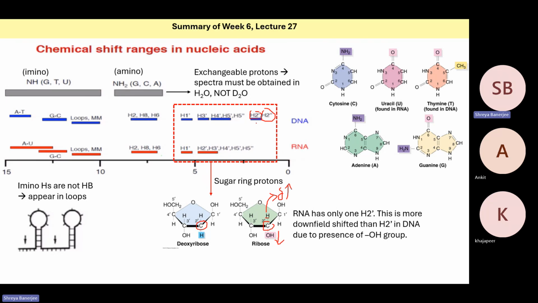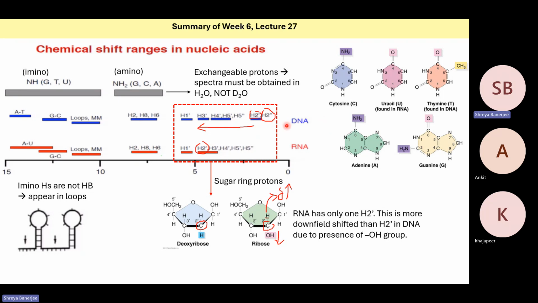Indeed, we see in RNA, the H2 prime is very much downfield shifted. Compared to DNA, the H2 prime in RNA is downfield shifted. And you also have only one H2 prime because in the other position, there is an OH. That is the main difference in the sugar ring regions. So because of this difference in H2 prime in DNA and RNA, the sugar ring protons in RNA get very much crowded in the same position, but in DNA, they are quite separated.